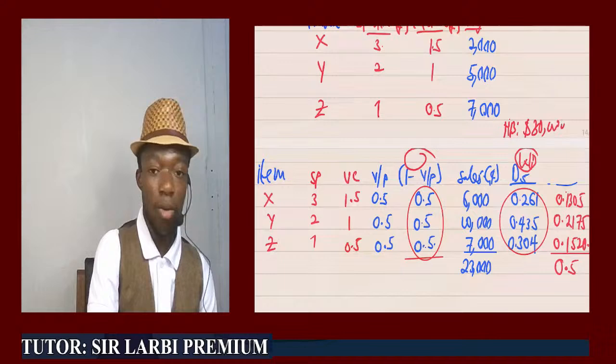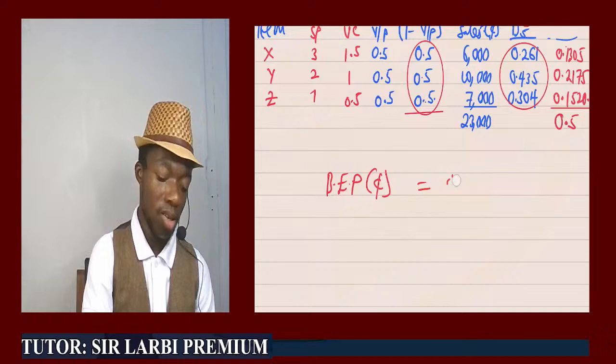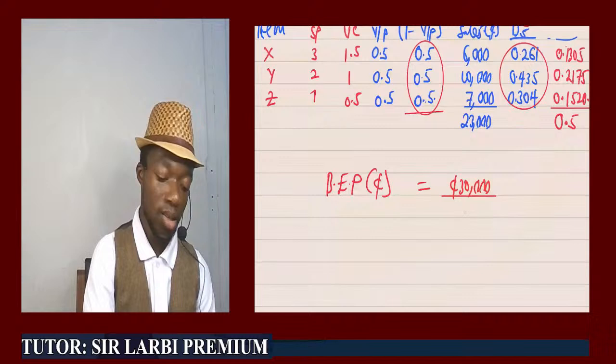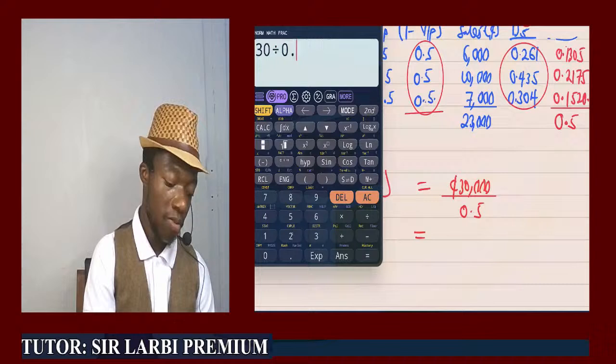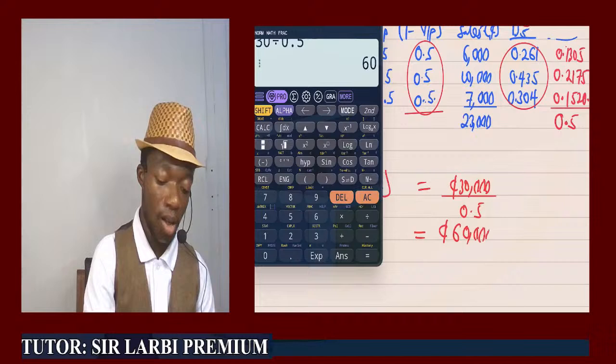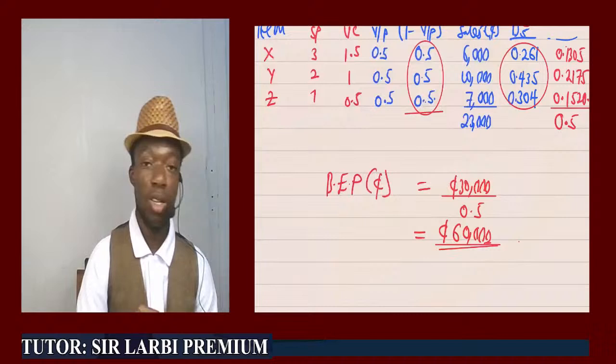So our multiple break-even in terms of CD should be 30,000, let me bring in that 30,000, divided by 0.5. So what do we get? 30 divided by 0.5, we are getting 60,000-ish there. And that is how we compute for multiple break-even analysis. It is used just to find a break-even for monetary values alone. So that becomes a limitation.